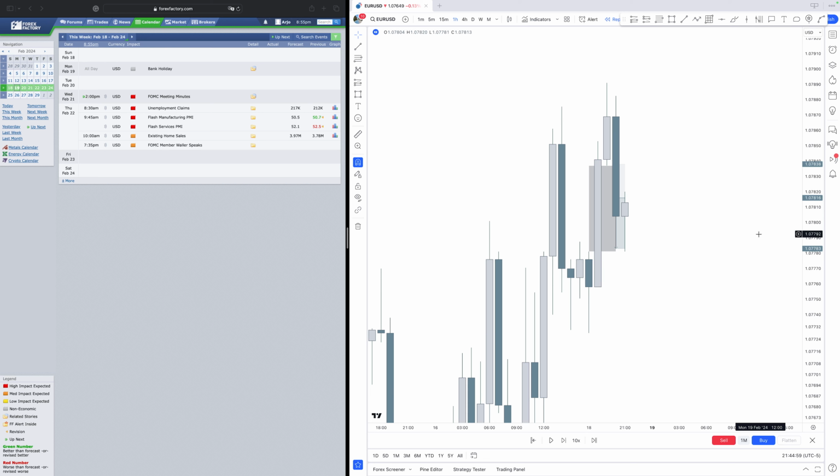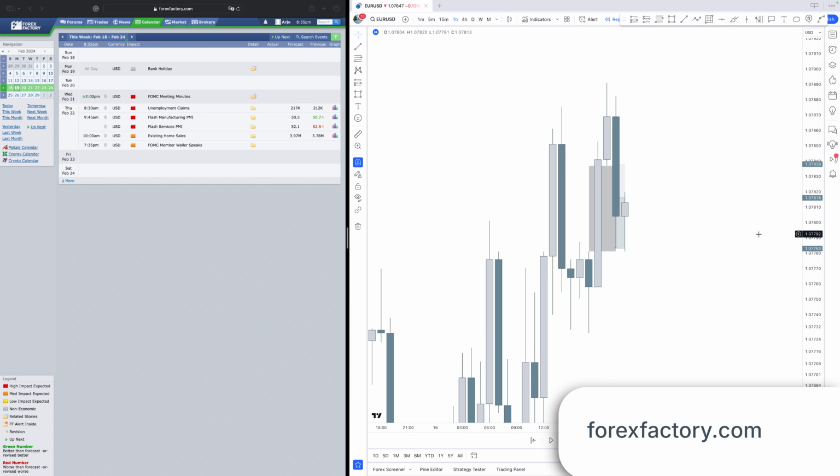Now, to make it easy, I want to focus on the economic calendar for the US dollar. I am, by the way, using Forex Factory, no affiliation whatsoever. This has always been my go-to economic calendar, the most reliable in my opinion.